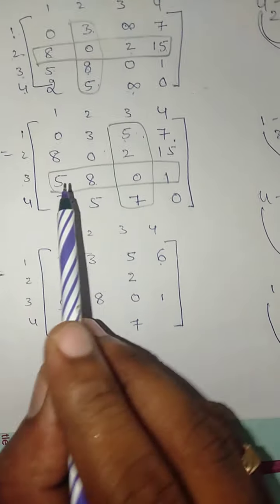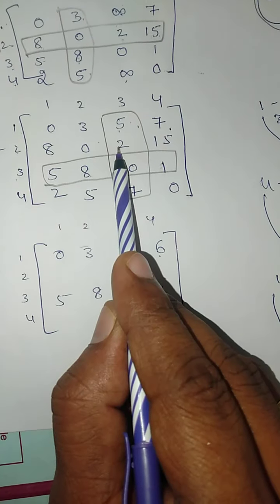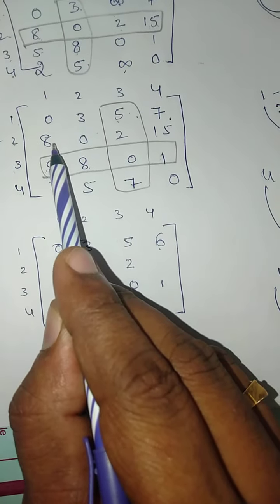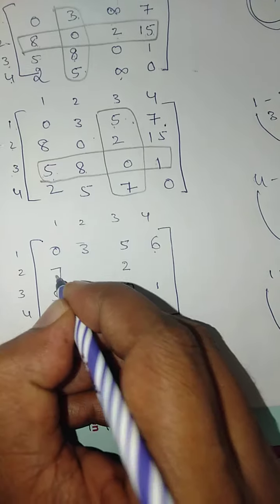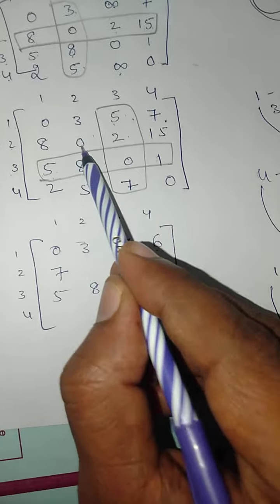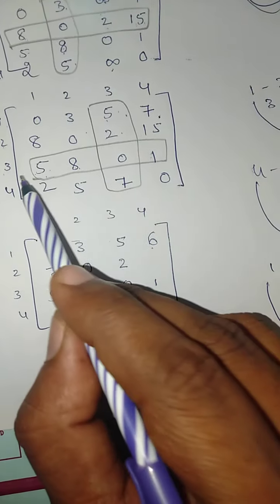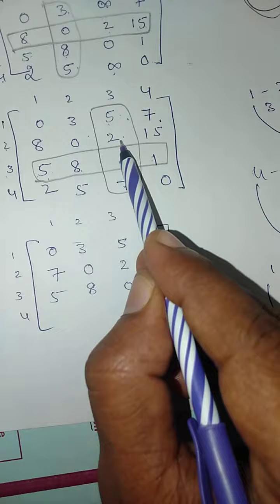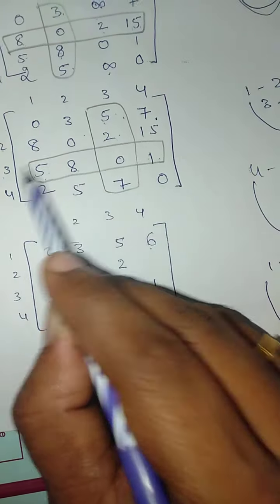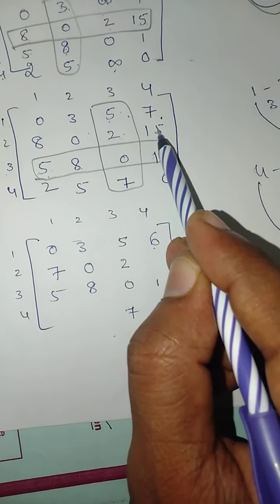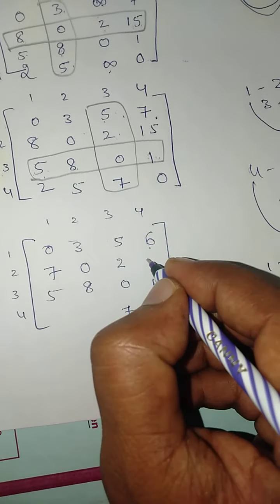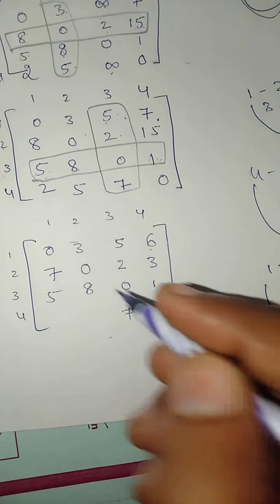Right. Next is 2 to 3 and 3 to 1, so 5 plus 2, 7. However, there is an 8 here, therefore 7 is less than 8, I can replace. Next 2 to 3, 3 to 2, therefore 2 to 2, 0 as it is. Next 2 to 3, 3 to 4, therefore 2 to 4, there is a path. Present cost is 15, the new cost is 2 plus 1, 3. 3 is less than 15, so replace with 3. Right.